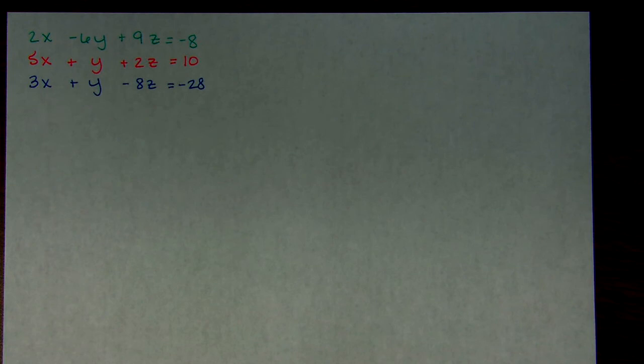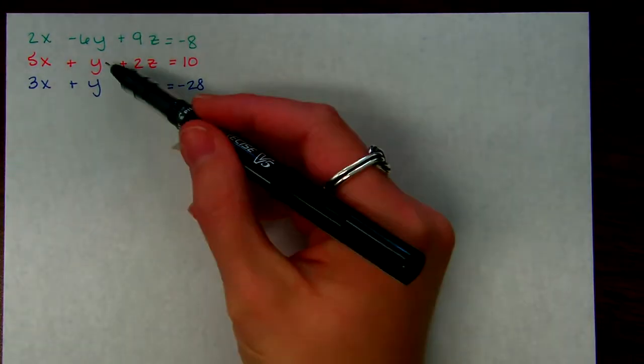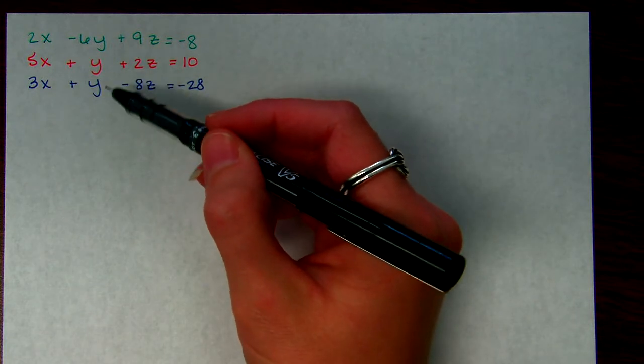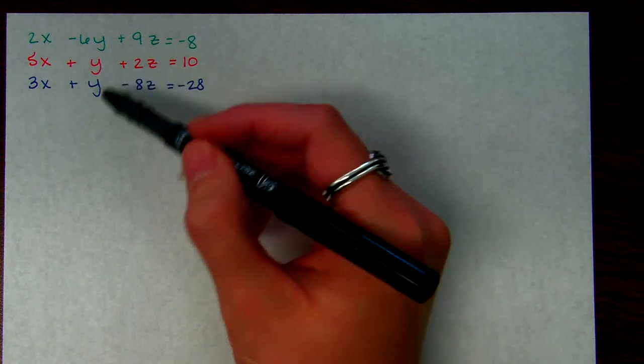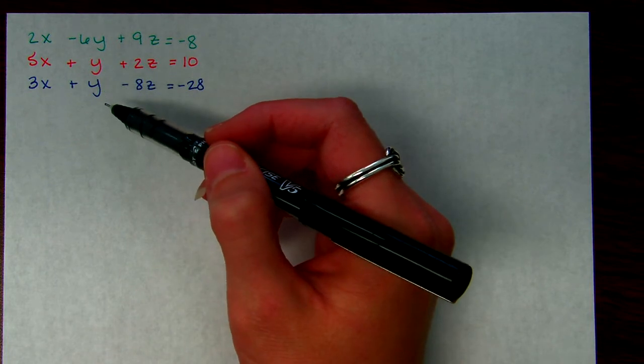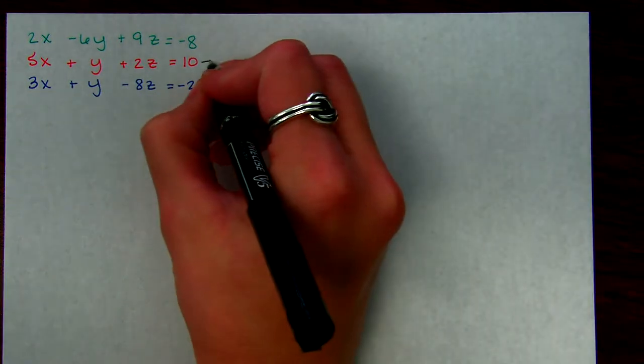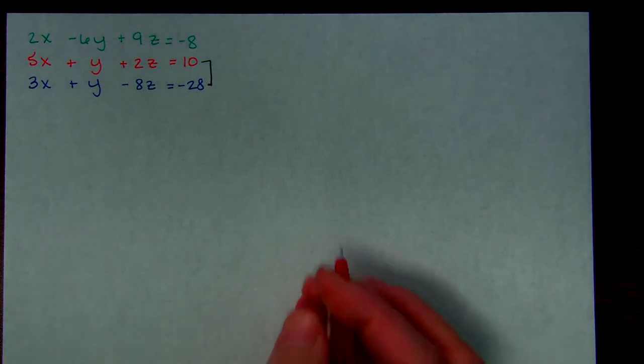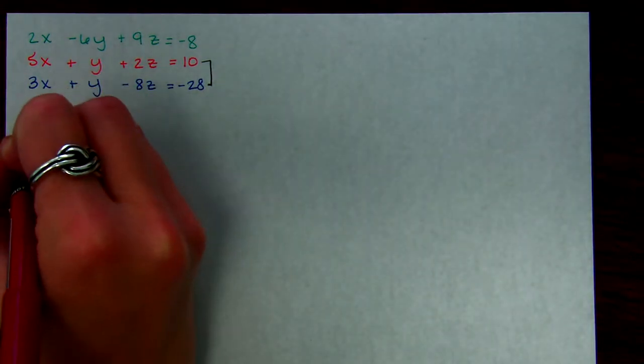I want to eliminate one of these variables, and as I look at this, I see that I have two lone y's here, okay? So I'm going to take those two equations and eliminate y from both of them. So I'm going to take this set of equations right here, and I'm just going to rewrite the set down here so that I can modify them.